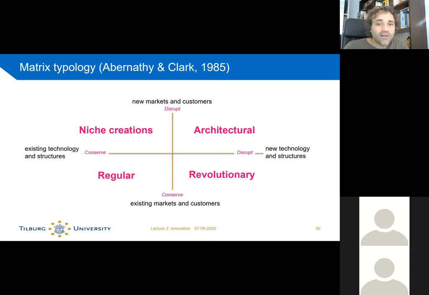Can someone say why it is niche and why it is architectural? It can be a bit of everything.